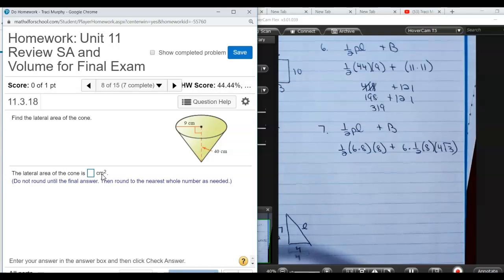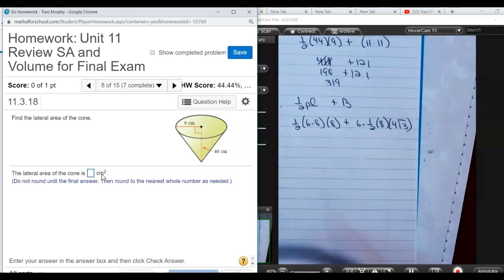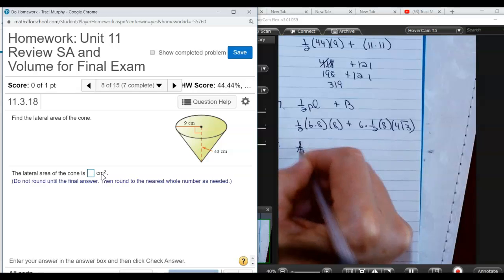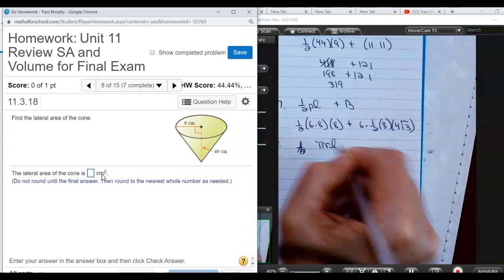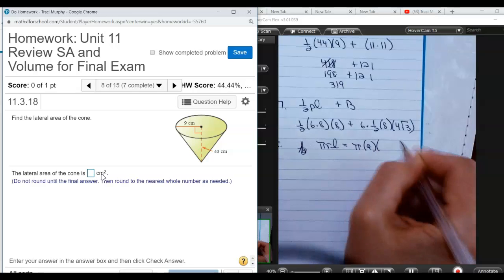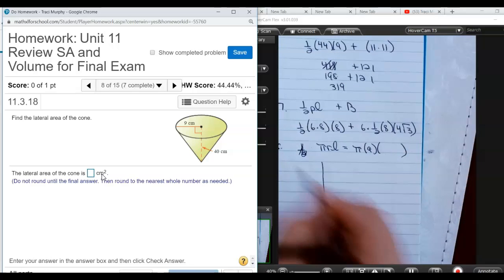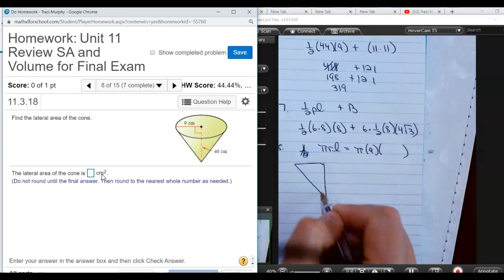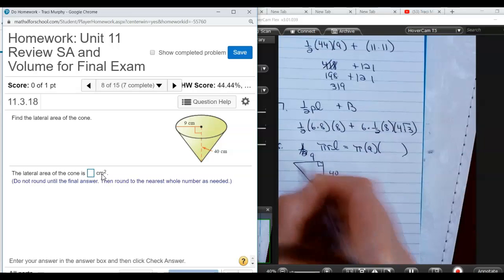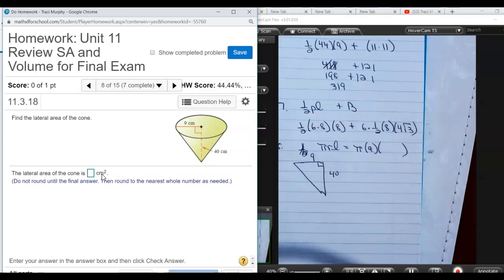Number 8, they want the lateral area of the cone. So that is 1/2. Actually, it is just pi RL. Again, they gave us the radius as 9. We have to go find that slant height. So again, a quick sketch over here using Pythagorean's theorem. This is 40, this is 9. I would do 9 squared plus 40 squared and take the square root.